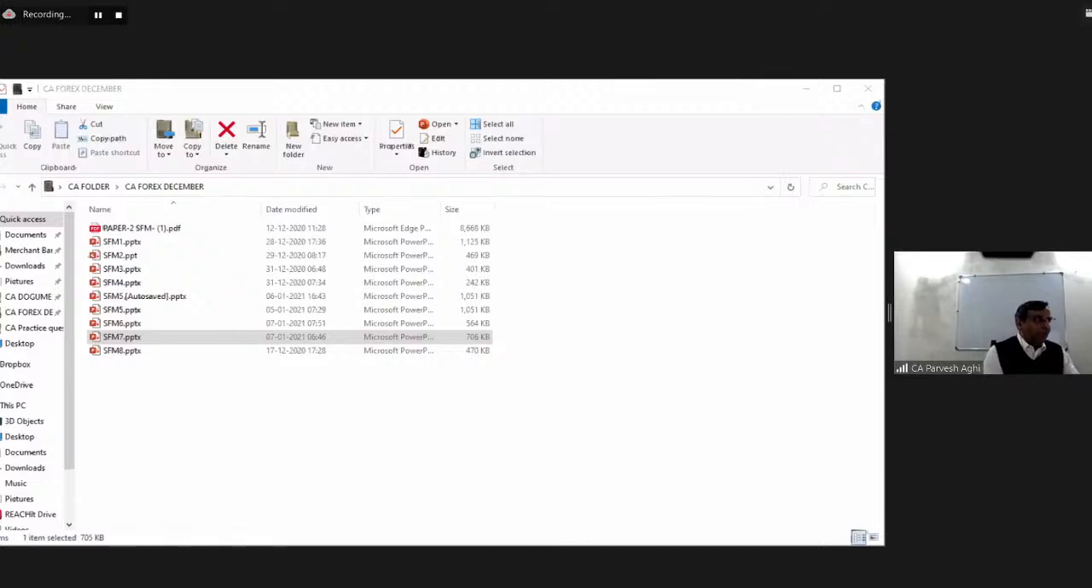Now, that means the American option is more flexible. You can exercise your right anytime during the period of the contract. Suppose it's a 1 month contract, you can exercise it anytime you want. Whereas the European option can only be exercised at the expiration date. And in India, we follow European options.